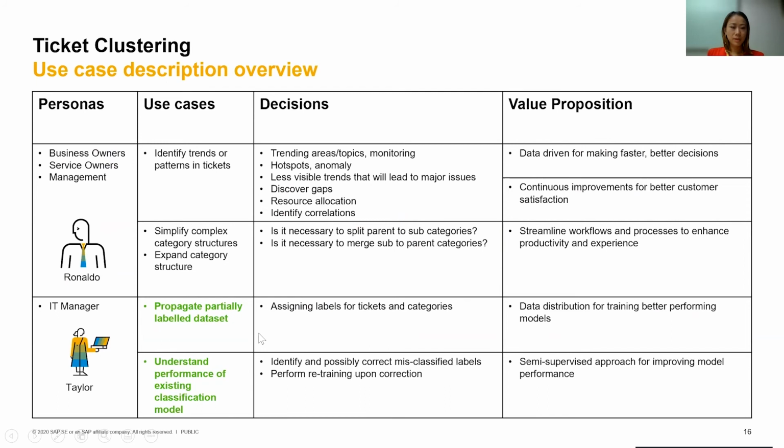And so with the feature of ticket clustering, we also think that it will help to improve the model performance of the ticket classification feature. Ticket clustering is an unsupervised approach, whereas ticket classification is a supervised approach, where we get a model accuracy. The model accuracy in all these machine learning features is related to the quality of the training data sets.